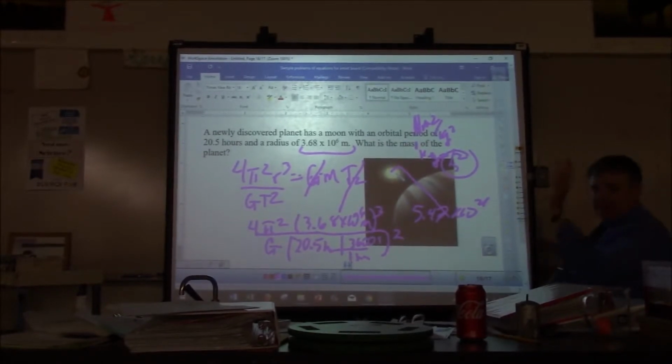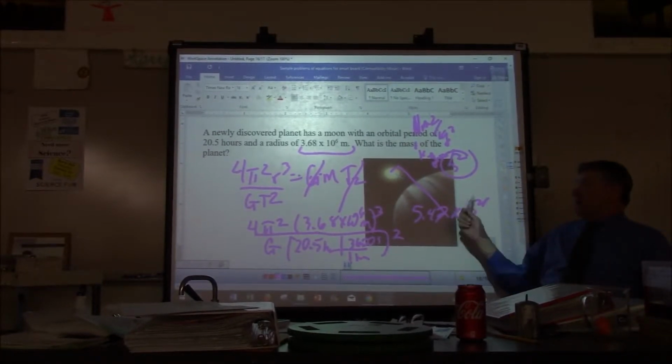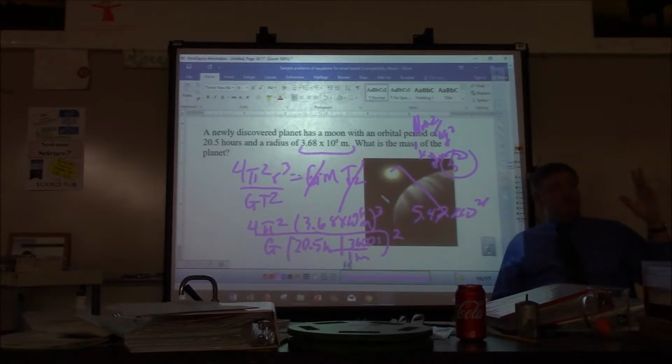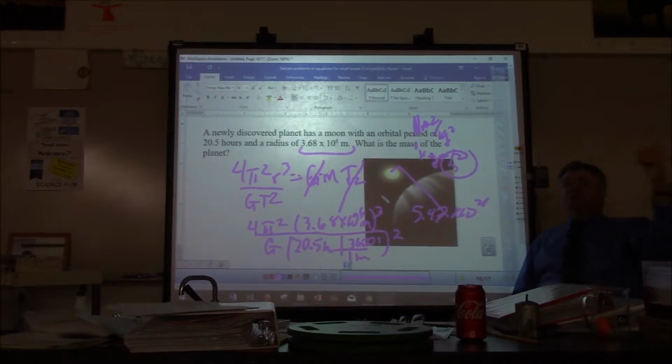Okay, so we got this. We're good? Again, this is the classic situation where you take data and make observations. For example, when we found the mass of Jupiter, there are four Galilean moons of Jupiter: Io, Europa, Callisto, and Ganymede. That's how we figured out the mass of Jupiter: we kept track of the orbital period of those moons as they went around, and we knew the radius, and then we worked backwards and found the mass of Jupiter. Okay?